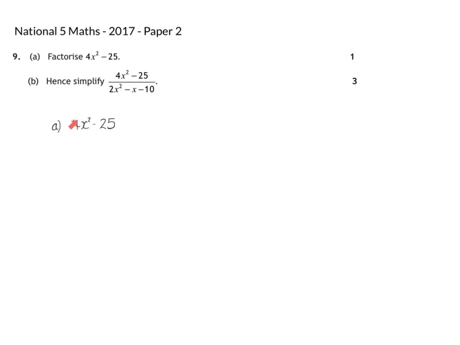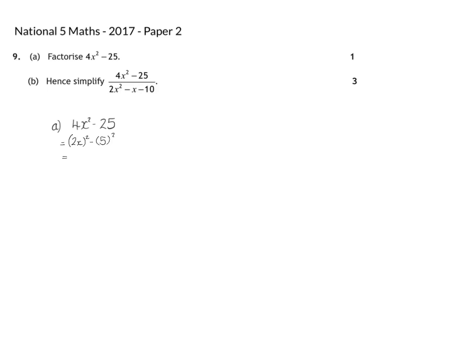Difference of 2 squares. Can I write 4 as something squared? Yes, I can. It's 2 squared. X squared, it's already in there. 25, that's a square too. 5 squared, and difference means subtract. So that's what we have. So I can write this as 2x squared take away 5 squared. So I've written it as my squares.